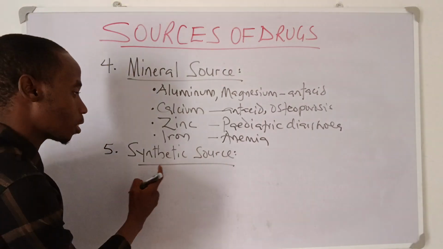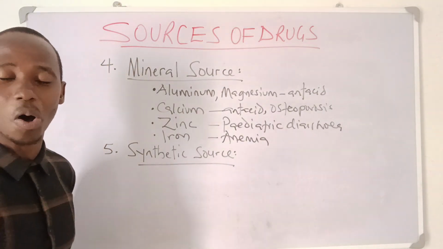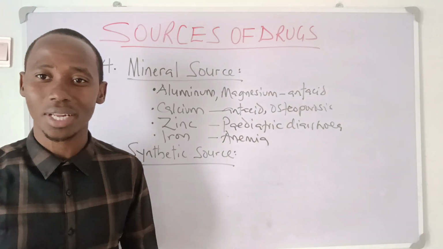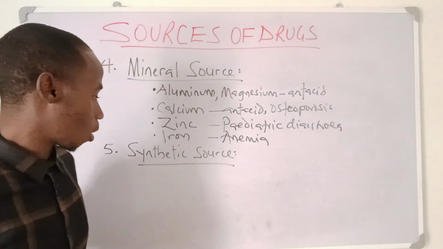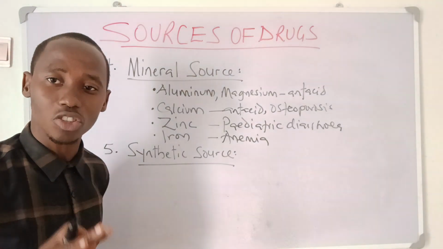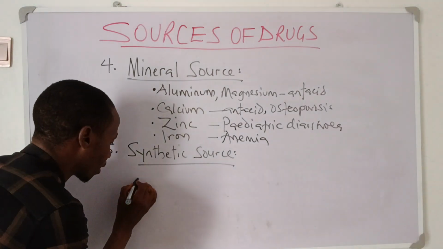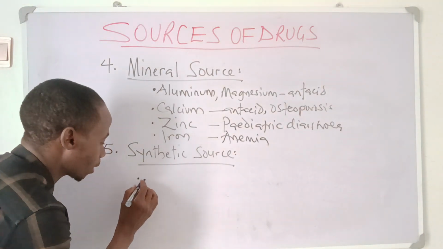Then coming down to the synthetic source. When we say synthetic source, we mean those drugs that are purely synthesized in the laboratory using chemicals. We call them synthetic sources of drugs. And here we have a lot of examples. I'll just give some classical examples.